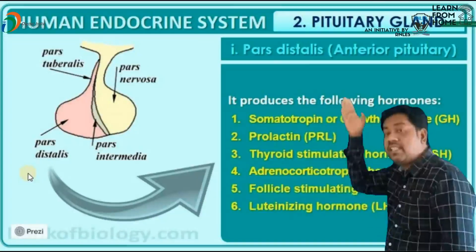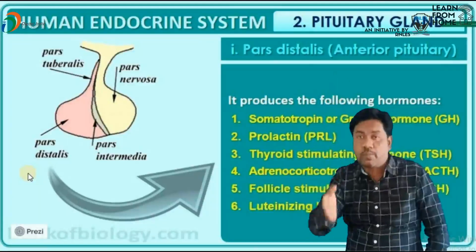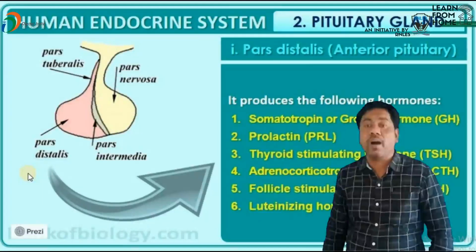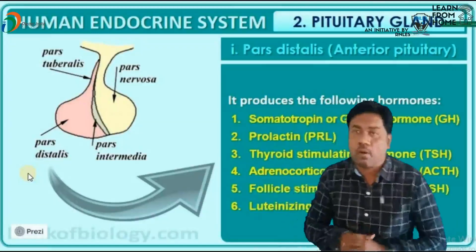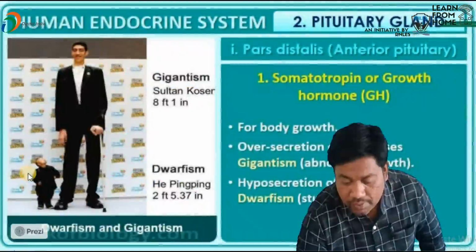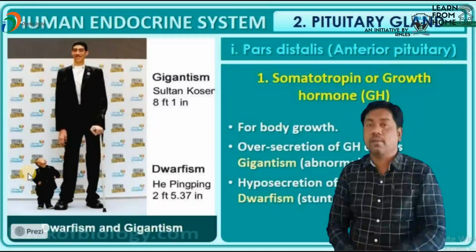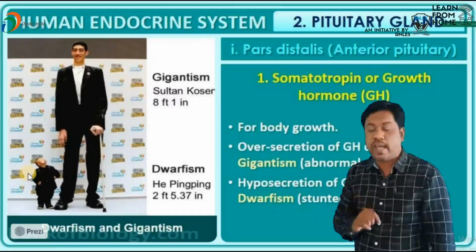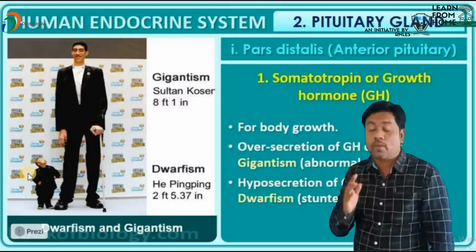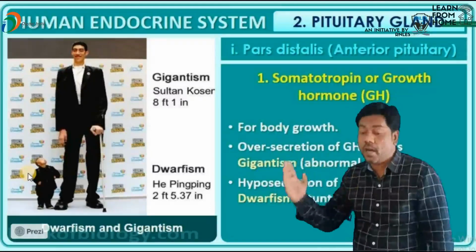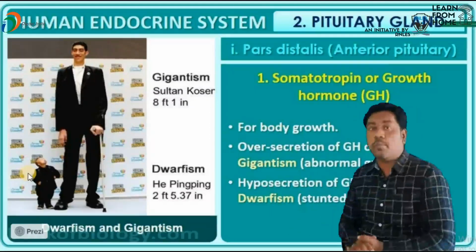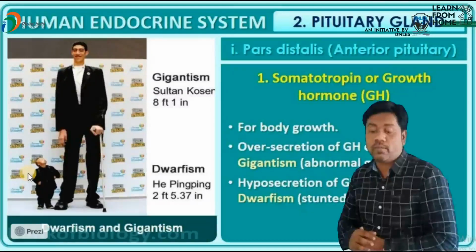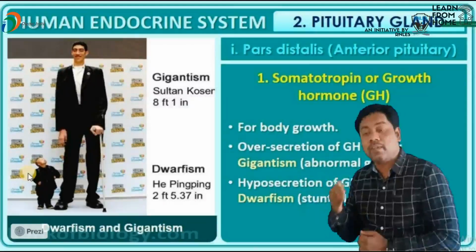So these are the hormones. These six hormones are produced from the anterior pituitary lobe, also known as the pars distalis. This is very important for the competitive examination, beta. The pars distalis, meaning the anterior pituitary, produces the first hormone, somatotrophin. This somatotrophin is also known as growth hormone. Why is it known as growth hormone, beta? Because it promotes growth, so it is called growth hormone, simply GH.